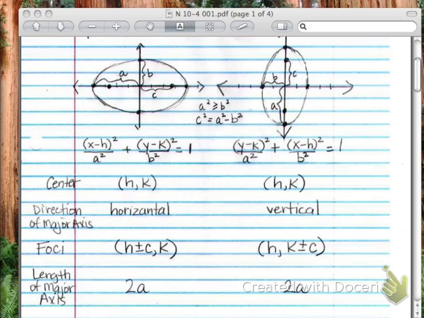Any questions on that? Okay. Let's go ahead and jump into some examples.